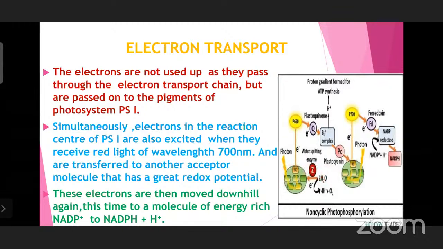These protons, hydrogen will be taken here to NADP, and the electrons of this water molecule are taken to the PS2. Simultaneously, electrons in the reaction center of PS1 are also excited when they receive red light of wavelength 700 nanometer here, and are transferred to another acceptor molecule that has a greater redox potential, ferredoxin here. These electrons are then moved downhill again, this time to a molecule of energy rich NADP, reducing it to NADPH. Okay, so this is about electron transport.